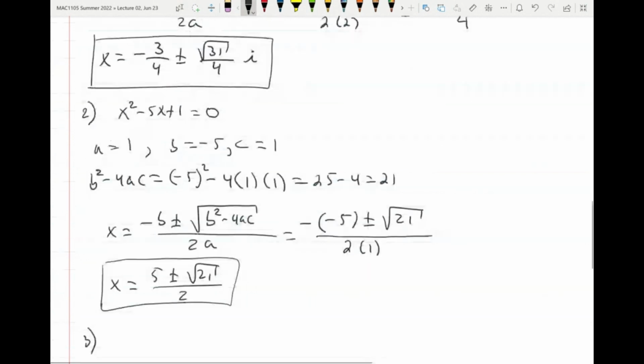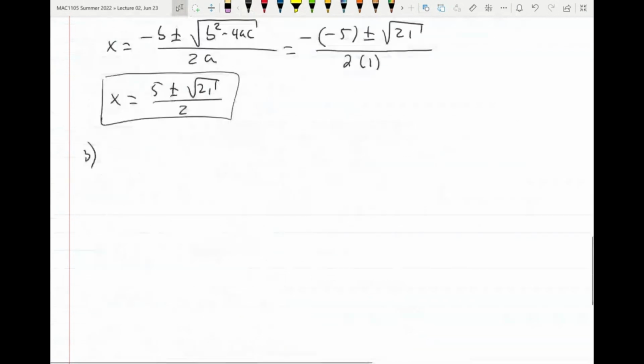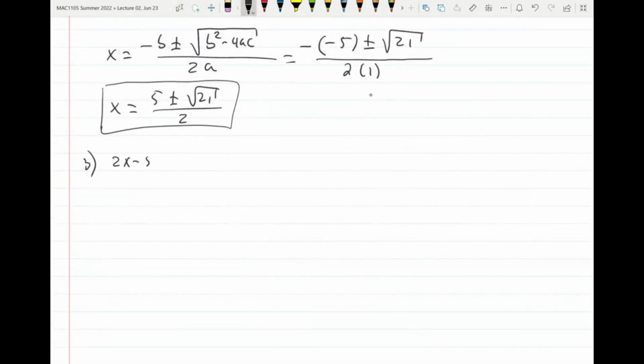So how about number 3? What was number 3? 2x minus 5 equals 3x squared. Anybody has an answer for this one? Yes? I'm not confident about this in the slightest, but here it is: 1 plus or minus the square root of 14i over negative 3. Square root of 14i over negative 3, like this? Negative 3.